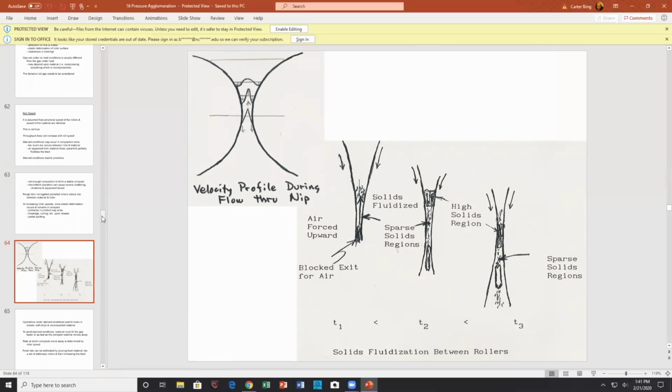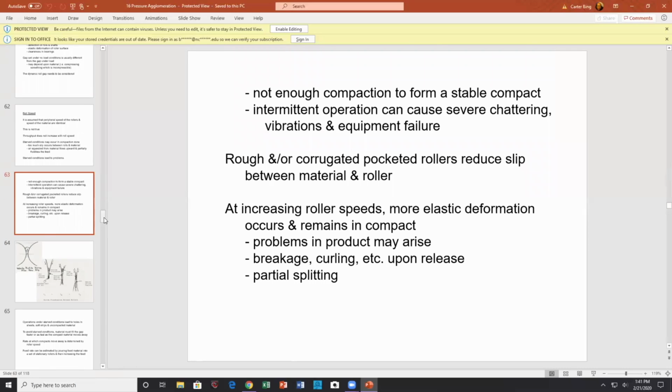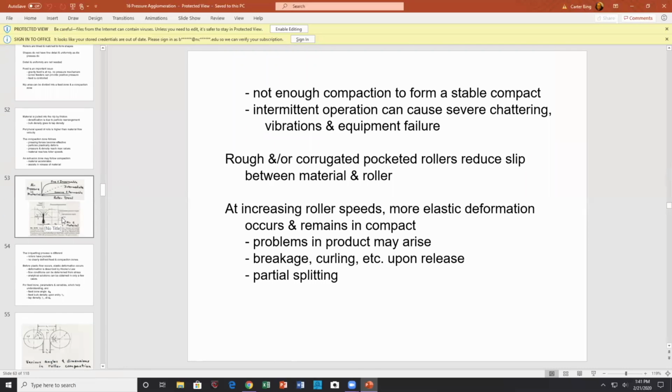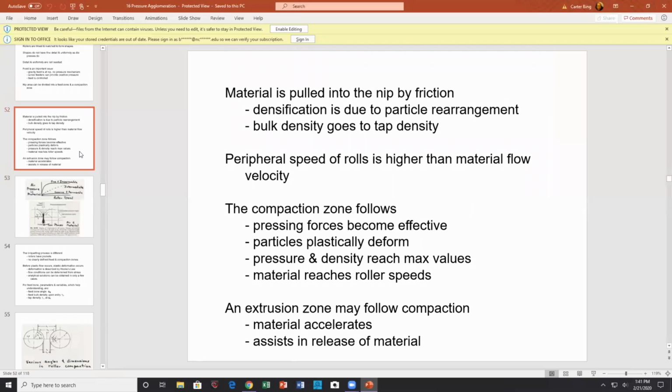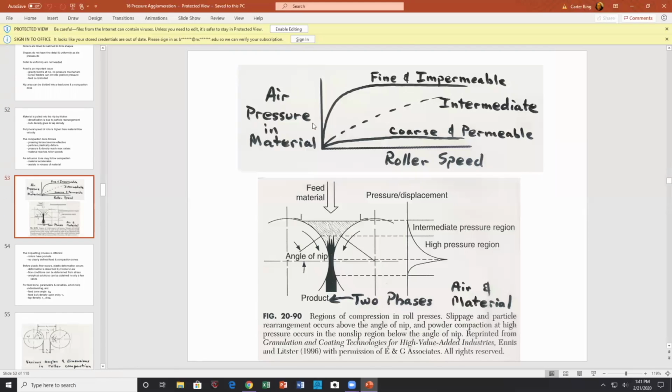Anyway, that gets fun and games here. Go back up here. We also got to worry about particle size and fines. Right, we were here. We got to worry about this graph here. You have air pressure in the material, very high air pressure, very impermeable solids. So the solids doesn't let the gas leave. You have coarse and very permeable solids, lets the gas leave.